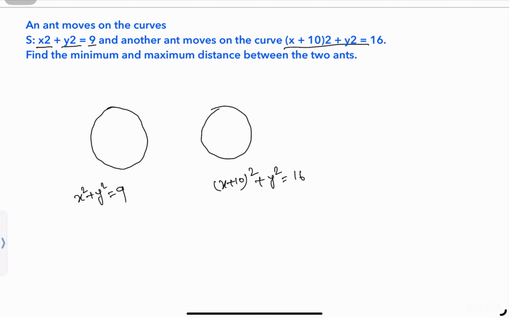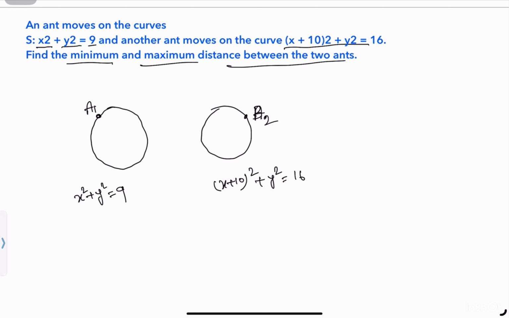Now an ant moves on the curves. Assume the first ant, A1, is moving on that circle. The second ant, assume its name is A2, is moving on the other circle. Now find the minimum and maximum distance between the two ants. Tell me, where should the positions be to give the maximum distance?